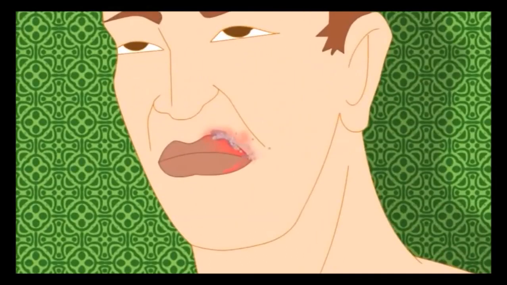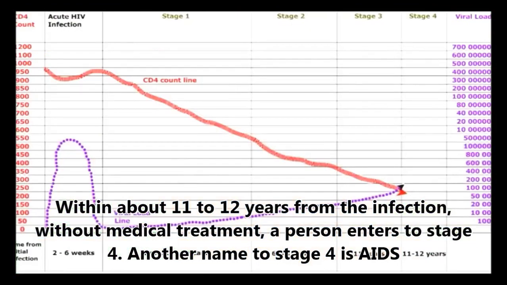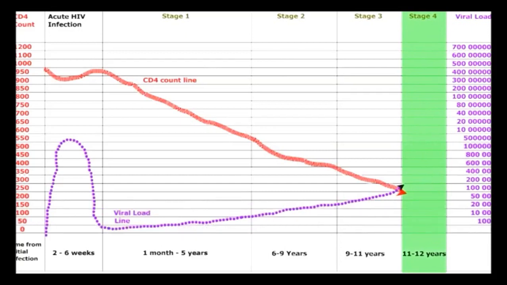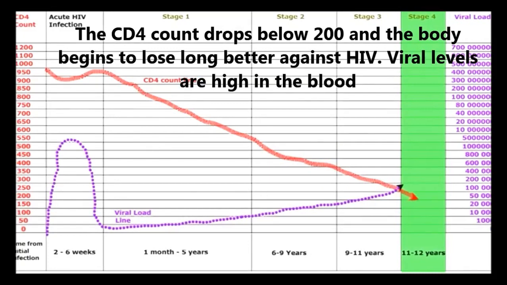Within about 11 or 12 years of HIV infection without medical treatment, a person enters stage 4. Another name for stage 4 is AIDS. The CD4 count drops below 200 and the body begins to lose its long battle against HIV.